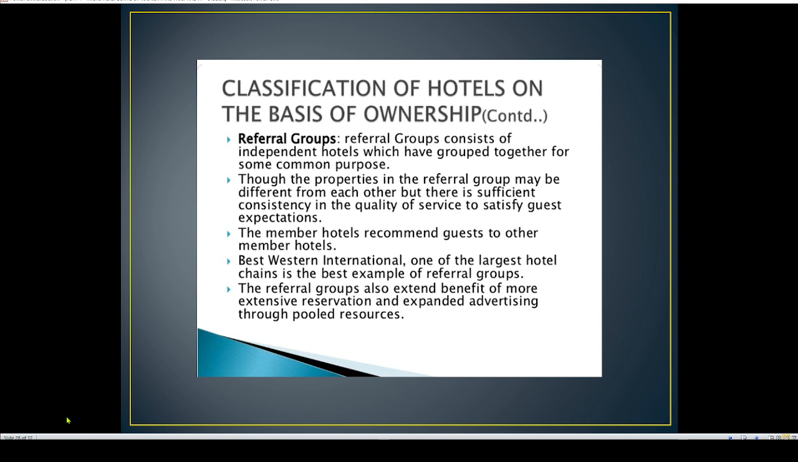So we have here referral groups. When we are talking about referral groups, this means you are referring guests to another hotel. For example, you are in a group of five, and three of the hotels are full. Their overbooking is referred to other member hotels of their group. So referral groups consist of independent hotels which have grouped together for some common purposes. Though the properties in the referral group may be different from each other, there is a sufficient consistency in the quality of service to satisfy guests' expectations. The member hotels recommend guests to other member hotels. So that is the referral group.